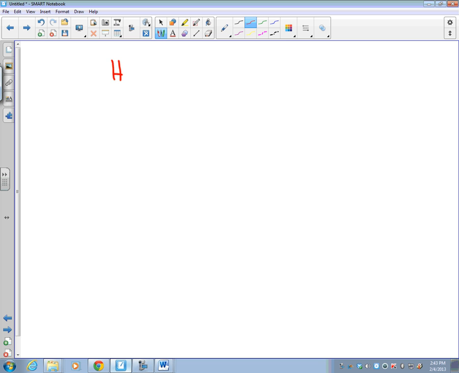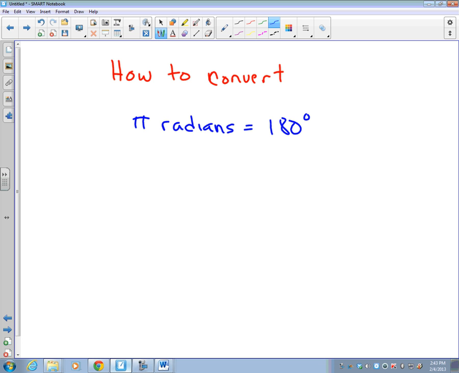How to convert. Well, it turns out all you really need to know is this. Pi radians equals 180 degrees. So you just have to remember that fact, and then you'll be able to figure out how to convert.